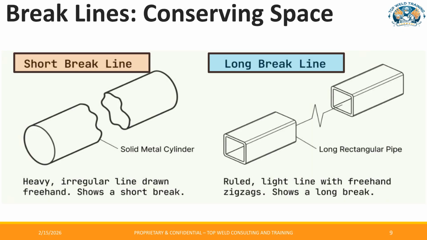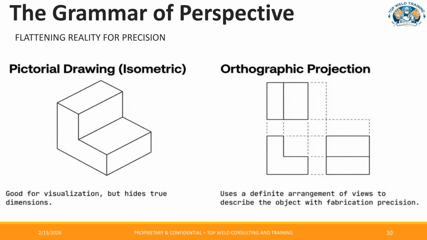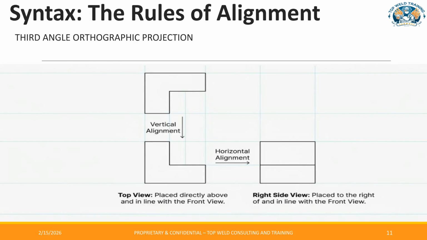Break lines are used to conserve space on a drawing. A heavy, freehand, irregular line signifies a short break, while a light zigzag line indicates a long break in a part. Understanding perspective is crucial. While isometric drawings help with visualization, orthographic projection is the standard for describing objects with the precision required for fabrication.